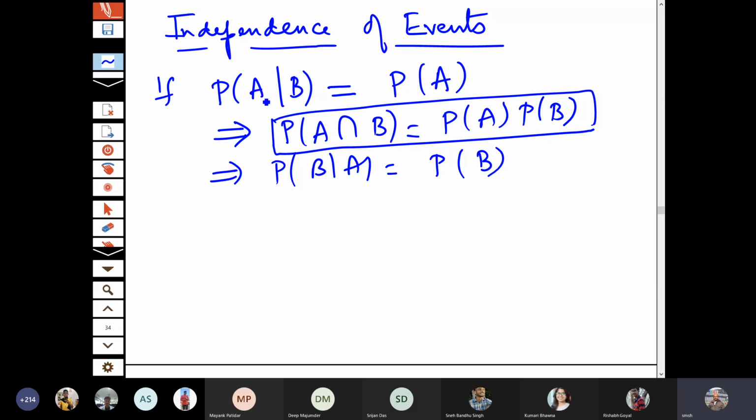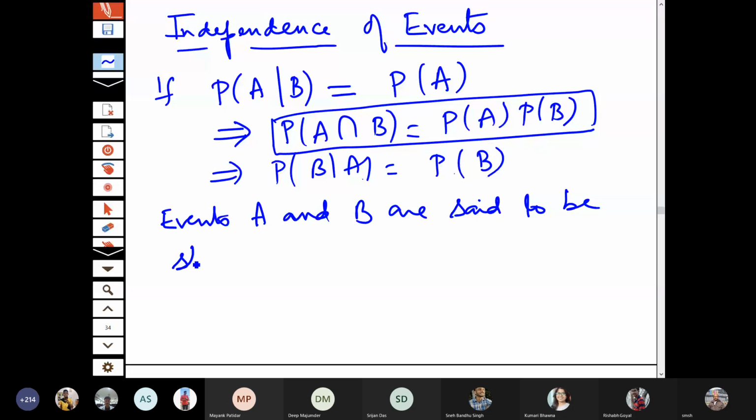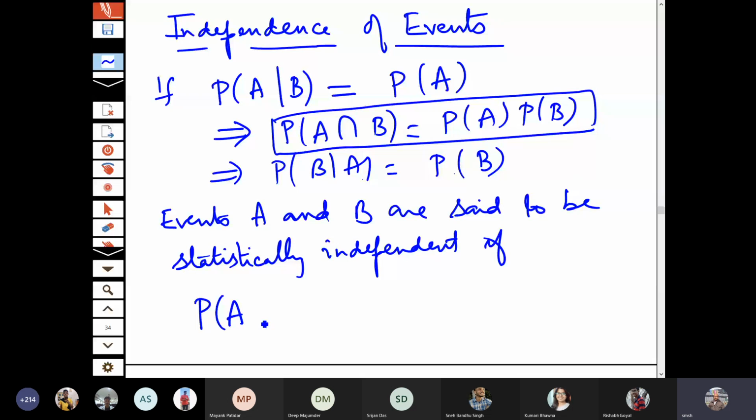Otherwise, I will say A is independent of B, or B is independent of A. So rather than saying this, we say A and B are independent events. So we say events A and B are said to be statistically independent if probability of A intersection B is equal to probability of A into probability of B.